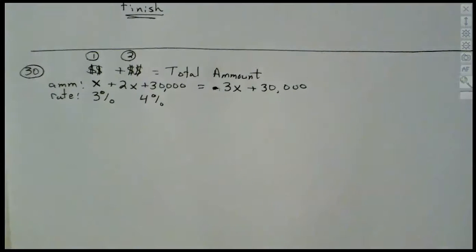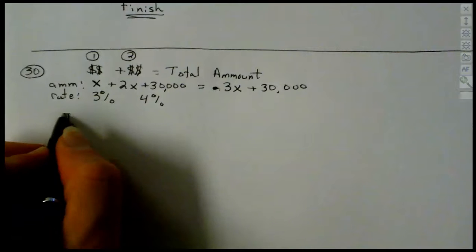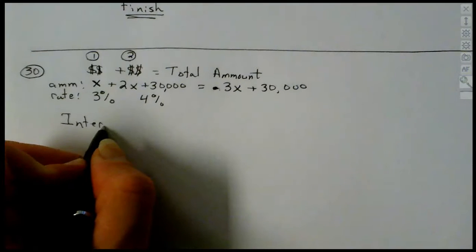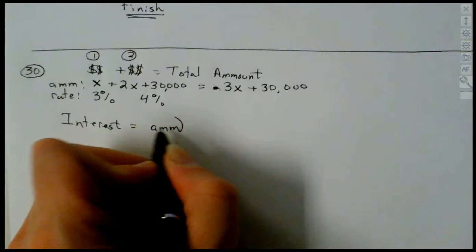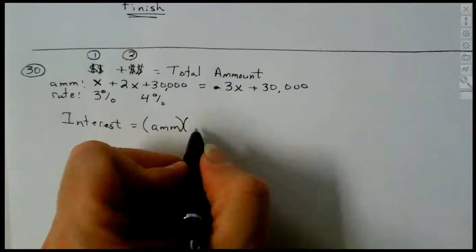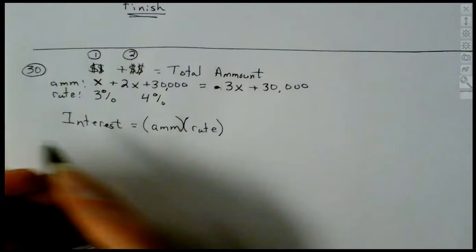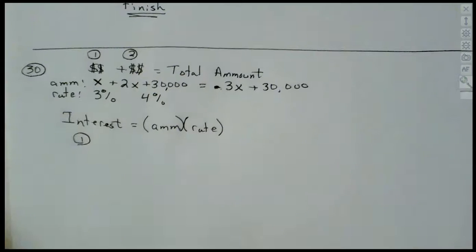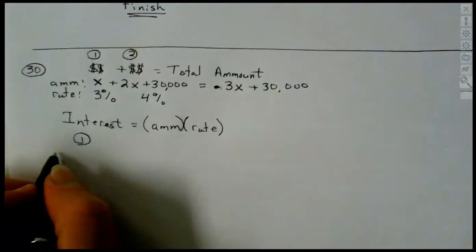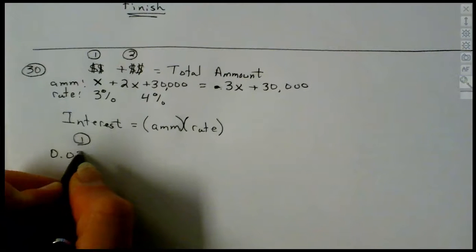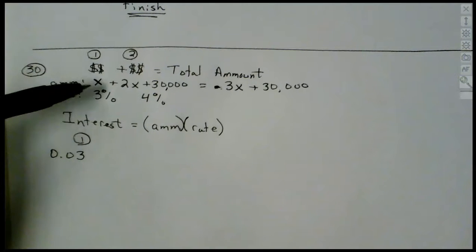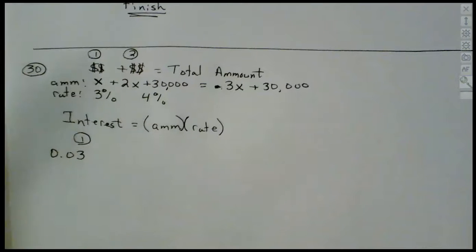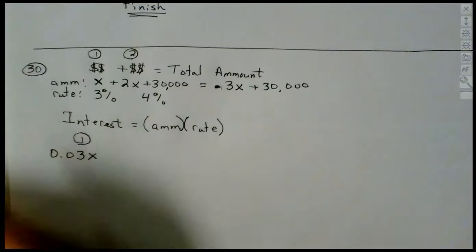Now we're going to build our equation off of the interest. And that's the amount times, again, the percentage rate. So the first one is 3%. So that's 0.03. And how much is in there? Unknown amount, X. Is everyone okay with that?